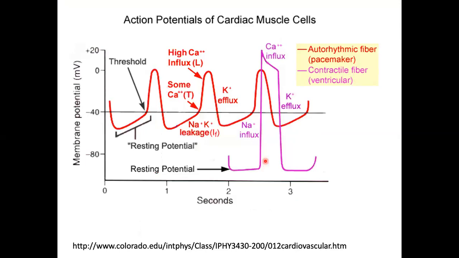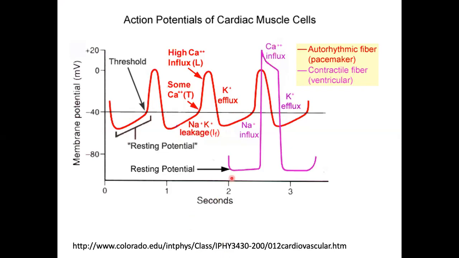Here's an overlay of the autorhythmic cells and the contractile cells. So red is autorhythmic, purple is contraction. Take a look at the autorhythmic cells. Notice how they don't sit at resting. So they have this slow leak to threshold, and then they depolarize, produce an action potential, and they just keep repeating it. So they're not sitting there on standby mode. They're continuously, slowly, rhythmically producing action potentials.